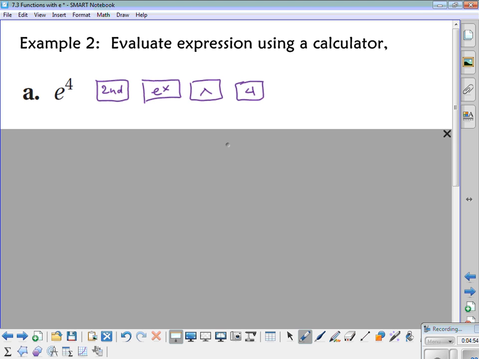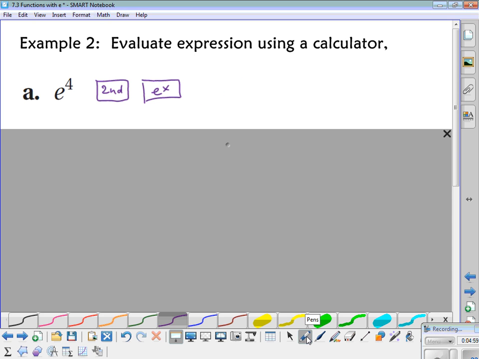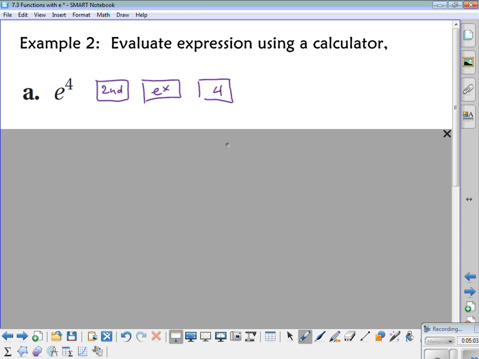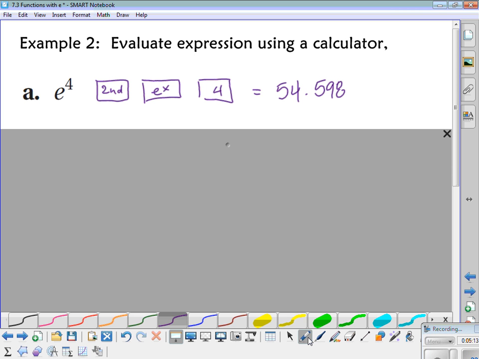54.5. Okay, my bad, there's no caret button. You just hit the 4 afterwards, so sorry about that. Okay, so what did you guys get? 54.67. Wait, did we round? We'll go ahead and do these to 3 decimal places, so 54.598. All right, go ahead and do this one.